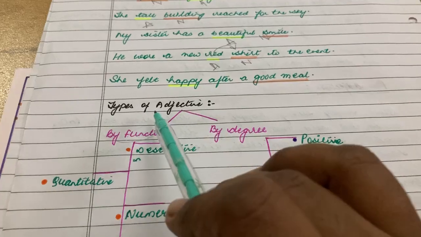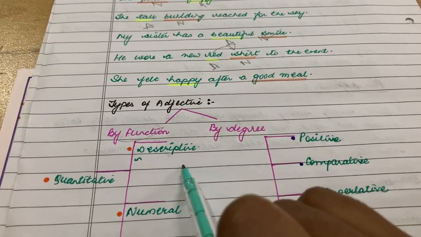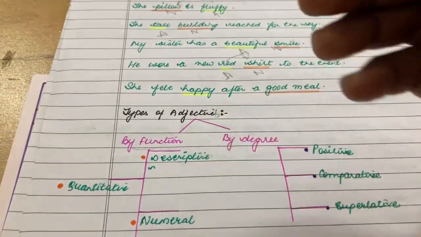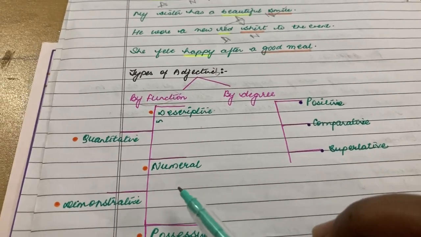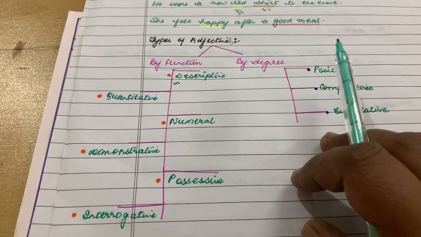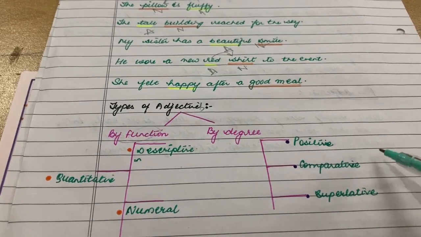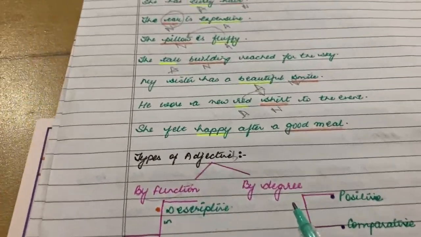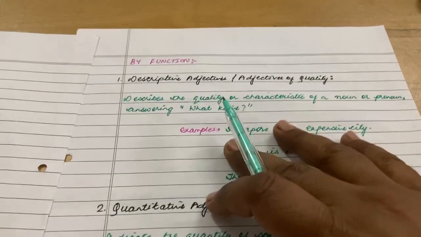So the adjectives by function are descriptive adjectives, quantitative adjectives, numeral adjectives, demonstrative adjectives, possessive adjectives, and interrogative adjectives. And by degree they are positive degree, comparative degree, and superlative degree. So let's understand one by one the types of adjectives by function.